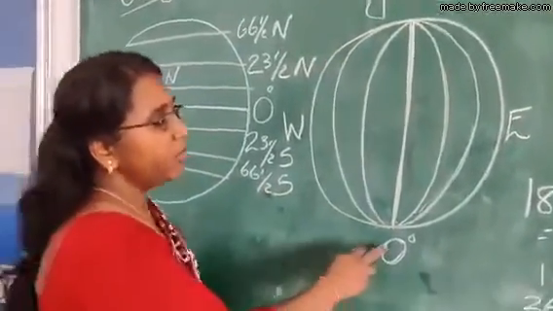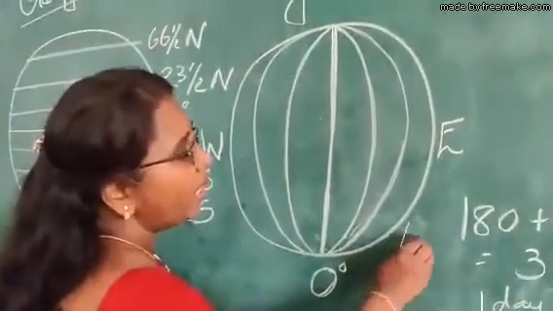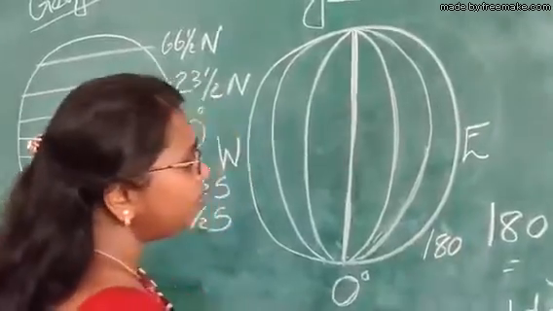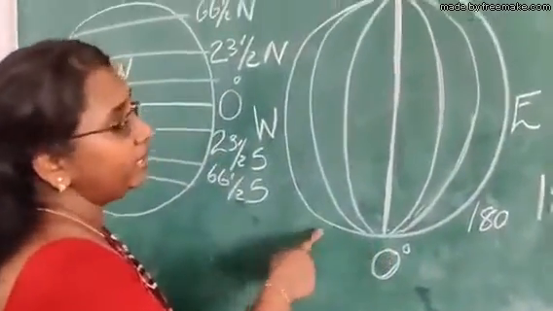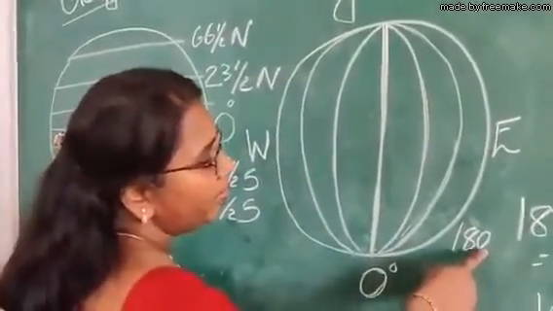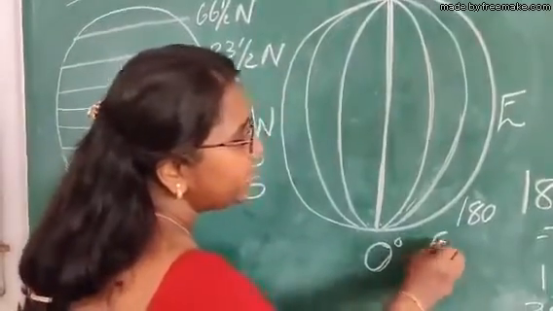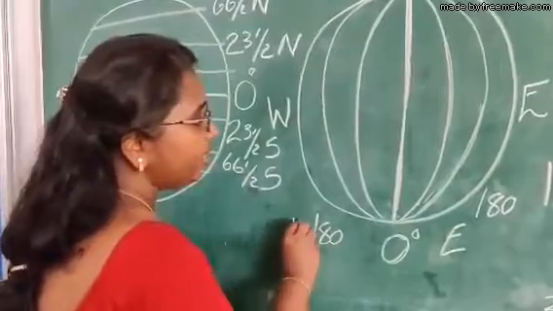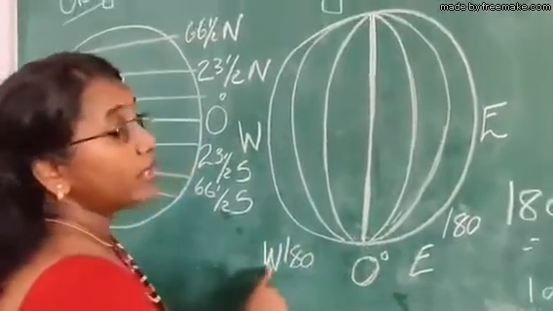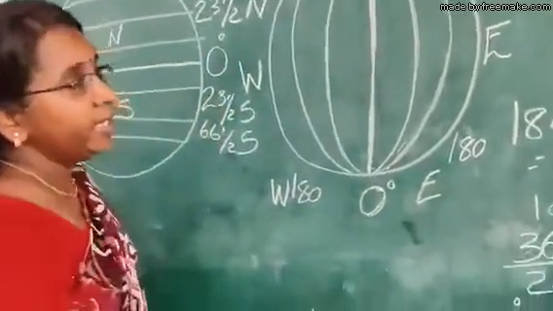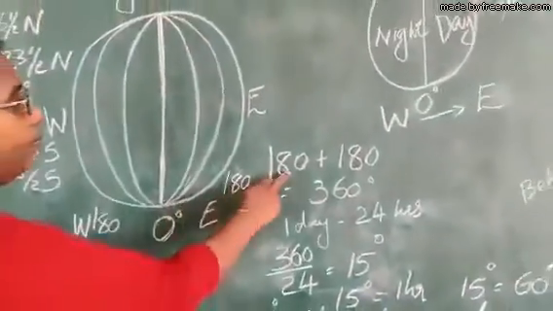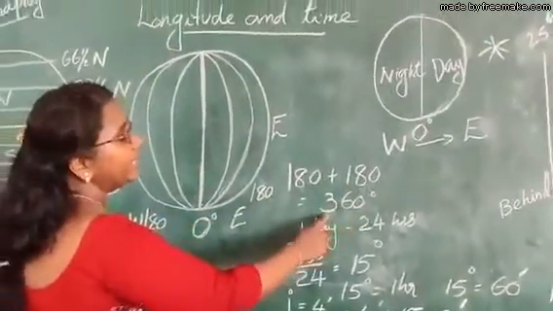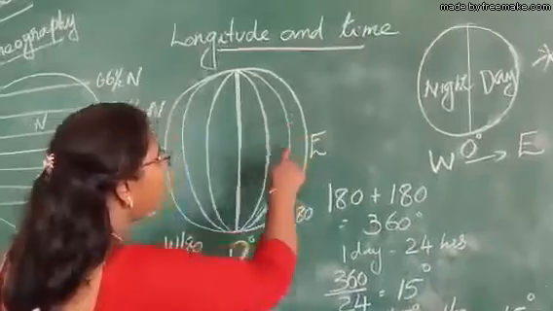So you see, from 0 degree to 180 degree is the eastern hemisphere, and from 0 degree to 180 degree here is the western hemisphere. So all together how many longitudes are there? There are 180 plus 180, that is 360 longitudes.